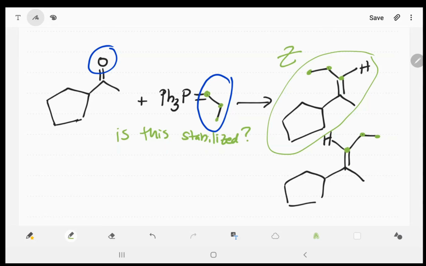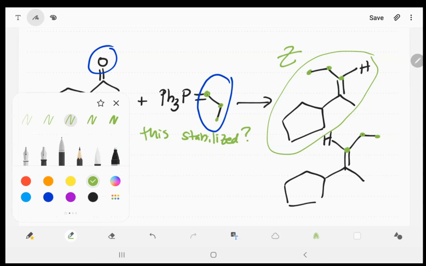If it's stabilized, you get the E, which is the second product there. So that's going to be our major product. We will probably still get both, but it'll be like 85-15 or something. So generally speaking, it overwhelmingly predominates as the Z-alkene here. And that's just kinetics, because it's kinetically faster to do it that way. All right, so that's all of Wittig.